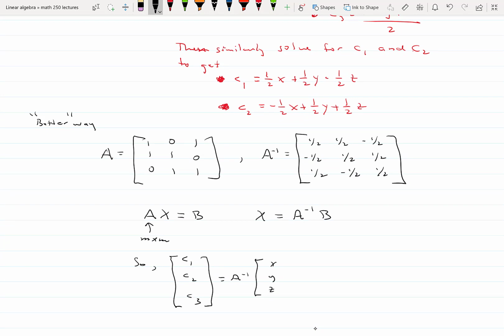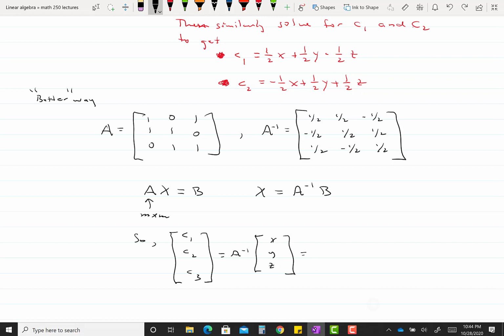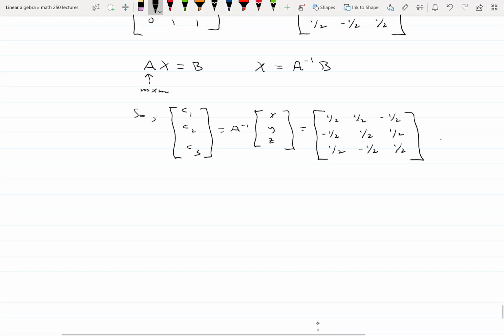Remember, it's X, Y, Z. So this should be... I refuse to rewrite that. I'm going to copy and paste it off camera. Give me a second. There's A inverse, I just copy and pasted it off camera. Times B, X, Y, Z. So surprised your author didn't do this.